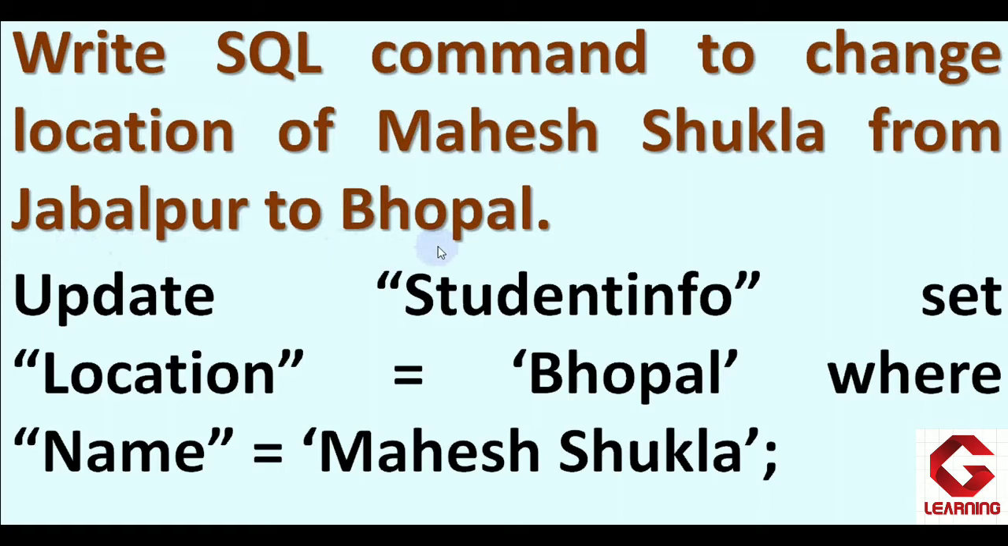As we are going to change the value of one cell of the table, that's why we have to use the update command. So update, thereafter the name of the table, that is student info, then set, and as we want to change the value in the location column, location equals to, and the new value is Bhopal, where, and thereafter we have to give the condition. As we want to change the location of Mahesh Shukla, the condition is: wherever in the name column the value is Mahesh Shukla, in that we have to change the location and the new location is Bhopal. So this is the update command for this task. Now I am going to execute this command by using the student info table.